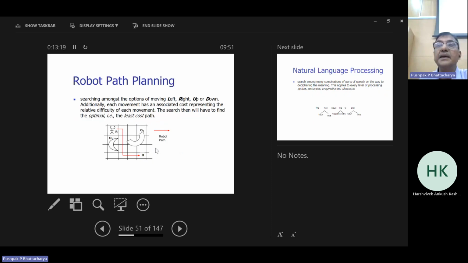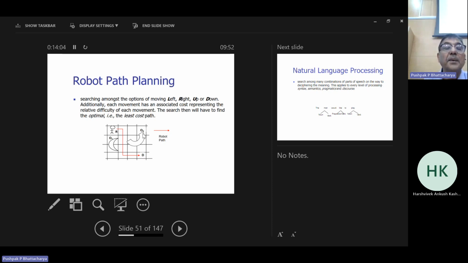Robot path planning. This is a very classical problem in robotics. The robot is, you can see at the left-hand upper corner, this R is the position, and D is the destination, the lower rightmost corner. So the robot has to reach from the left uppermost corner to the right lowermost corner. This is the navigation. Now you can see that at every cell, the robot has four operations: up, down, left, right. Okay, and it has to choose one of these options.